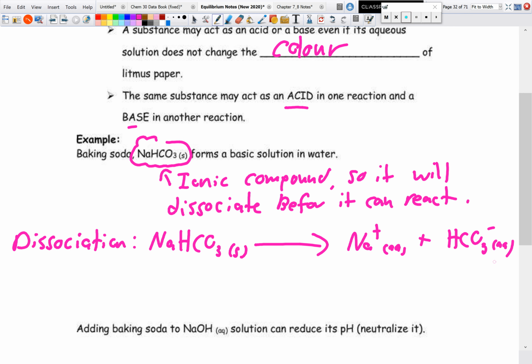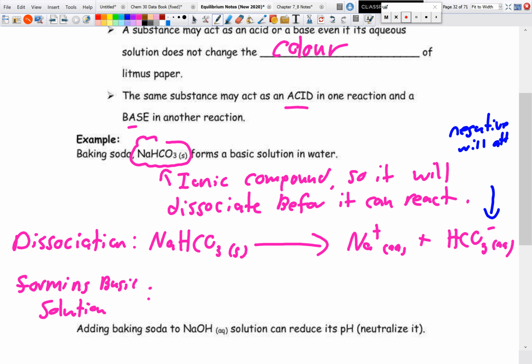in order to form a basic solution in water, we need to have a reaction with water. So that means we can either have the sodium ion attracting a hydrogen, or we're going to have our hydrogen carbonate. So the way to remember which one is going to act as an acid or a base, where we're trying to attract the hydrogen ion, is that the negative will attract the positive hydrogen ion.